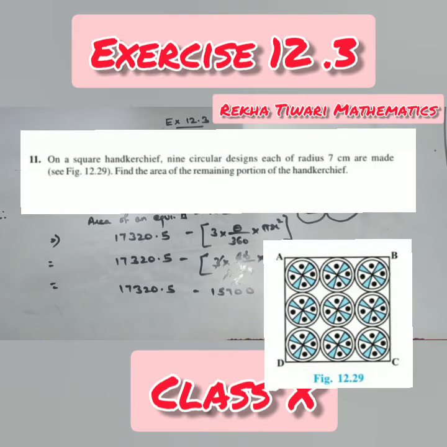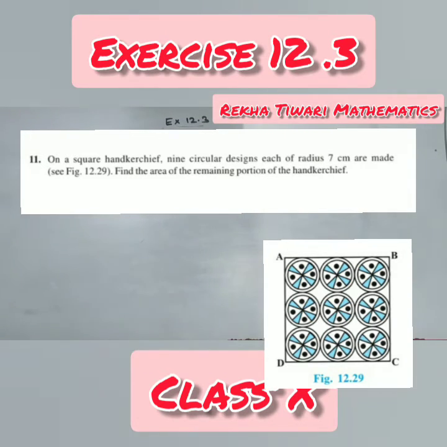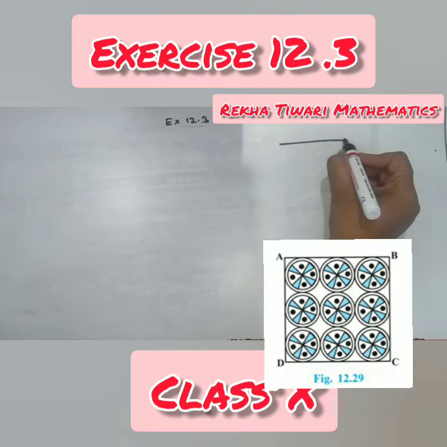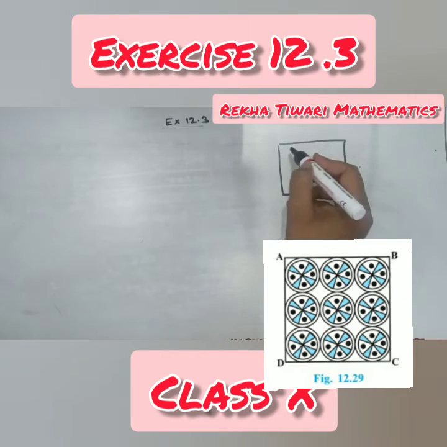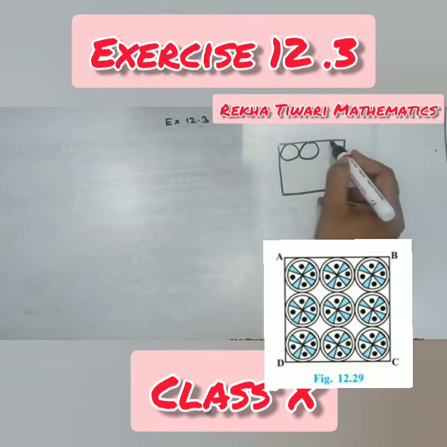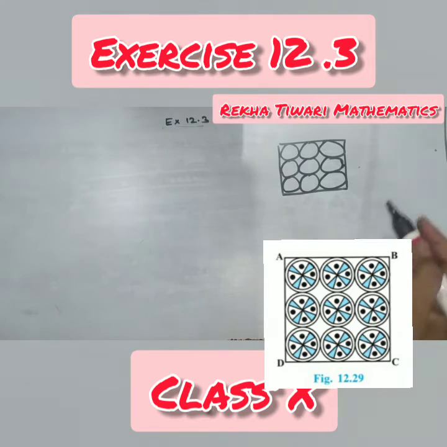On a square handkerchief, 9 circular designs, each of radius 7 centimeter are made. Find the area of the remaining portion of the handkerchief. Okay, a square is given to you. In this square, 9 circular rings are drawn, touching each other. These are the 9 circular rings. You have to find out the area of remaining portion of the handkerchief, means after excluding these circles.